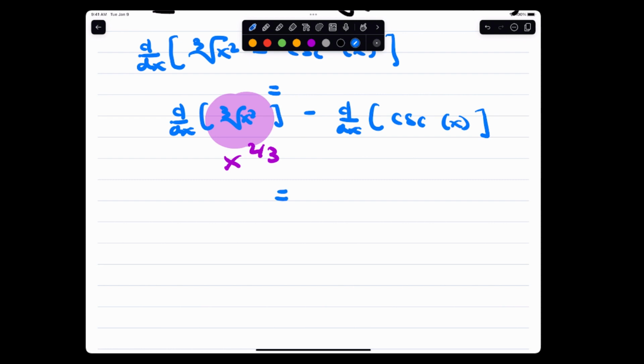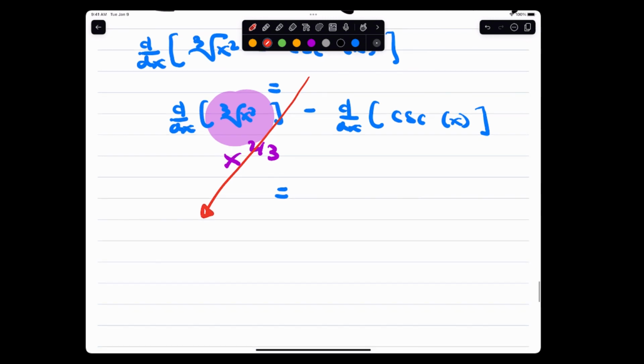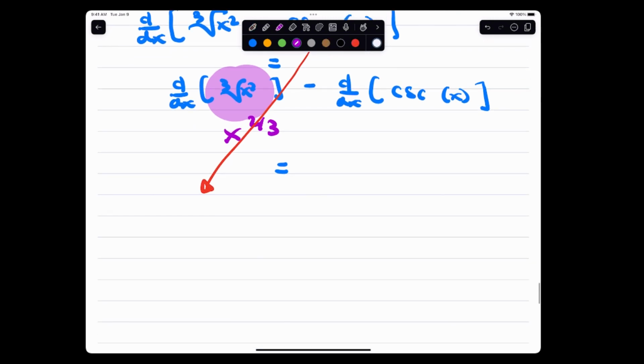All right, so what would you guys do now with this? You've got to take the derivative of x to the 2/3 power. Does anybody know what you use to do that? What do you guys use? You're going to use the power rule. Is that right? So that's going to be 2/3 x to the what?